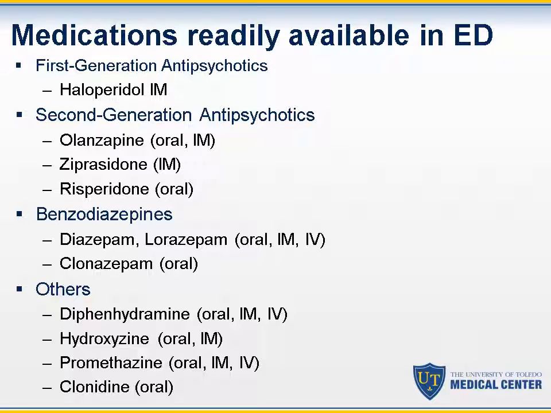So this slide is just here for your reference. These are medications that are readily available in the AccuDose in the emergency department at UTMC. As you can see, we have some haloperidol, some second generation antipsychotics, the benzos, and other medications available if needed in the AccuDoses in the emergency department. Any other medications would be available at UTMC, they just would need to be sent up from the central pharmacy.